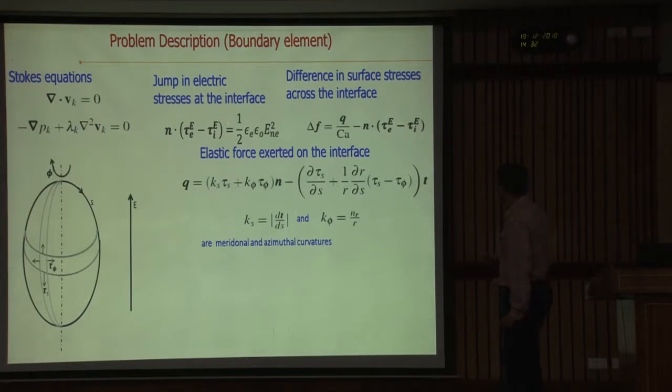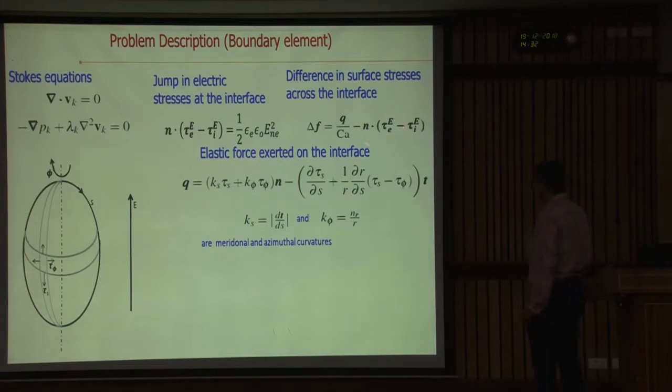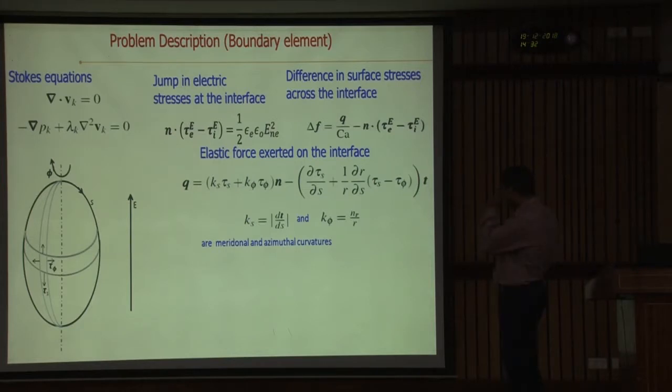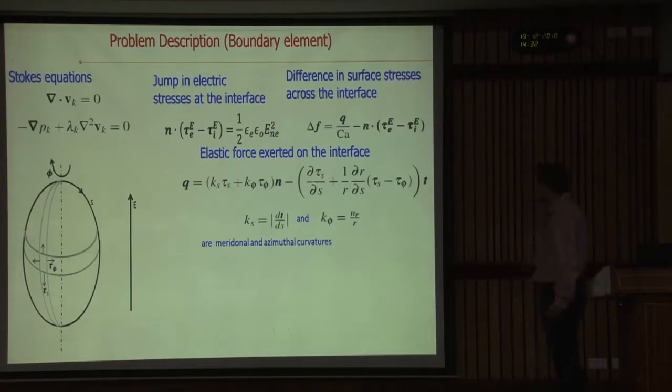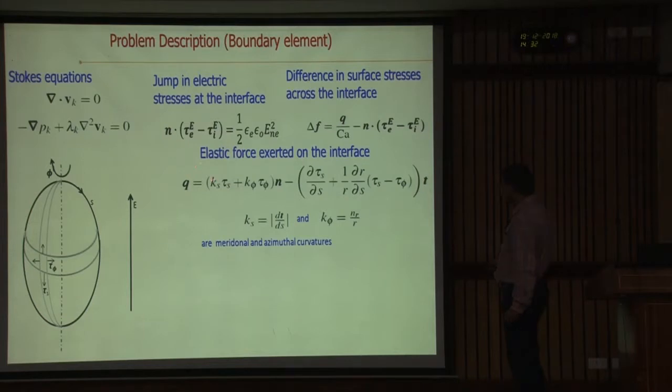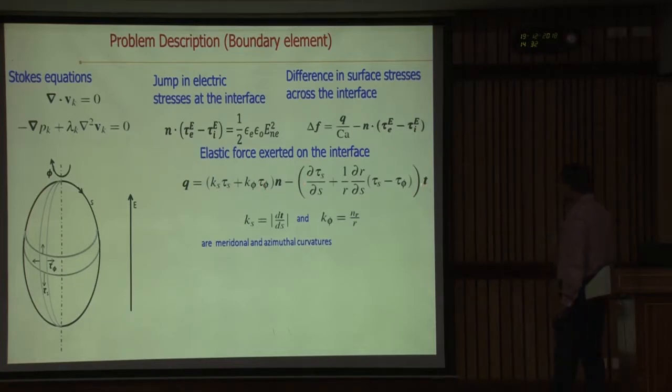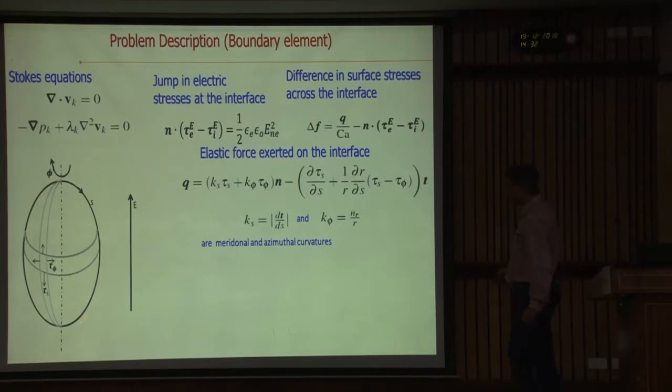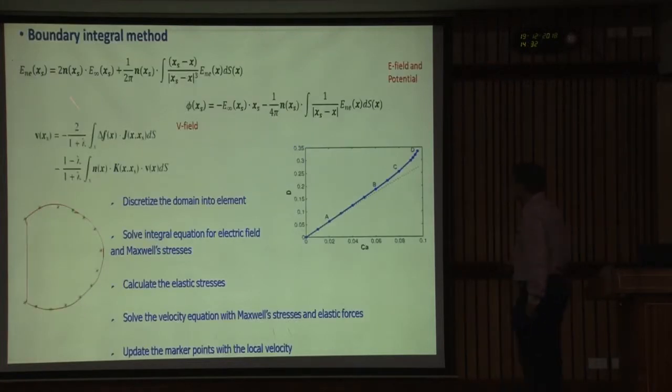This is the Maxwell stress, and then this is the elastic force at the interface. So as I argued in the beginning, the elastic force will be given by the specific constitutive laws, the finite deformation constitutive laws. And there are two components to the elastic force. The normal component, which is dependent on the meridional curvature multiplying the meridional tension, and then the azimuthal curvature multiplying the azimuthal tension. Okay, and then you have a Marangoni kind of stress because the tension can vary along the arc length. Okay, so with this you set up the boundary integral equation.